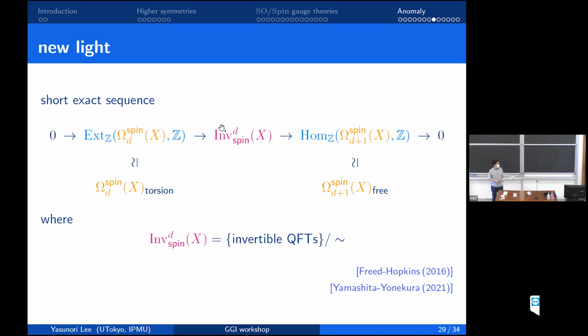So as you can see, this group essentially consists of two parts. One is the torsion part of the d-dimensional Bordism group, and the other is the free part of the (d+1)-dimensional Bordism group. So if you want to know what kind of invertible QFTs there are, you can just compute these two Bordism groups and determine them.